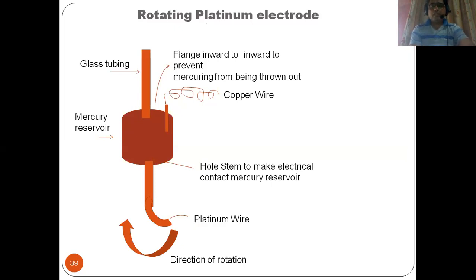The rotating platinum electrode is used for amperometric titrations. It consists of glass tubing and a mercury reservoir. This is a hole in the stem to make electrical contact with the mercury reservoir. This is a platinum wire, and this is the direction of rotation. That is what is called the rotating platinum electrode.